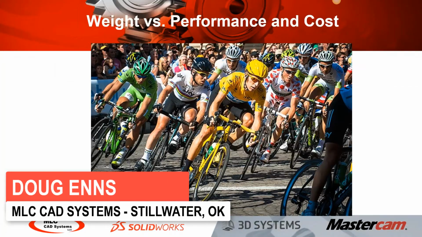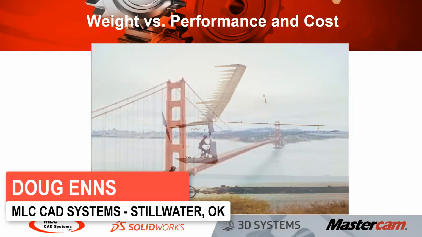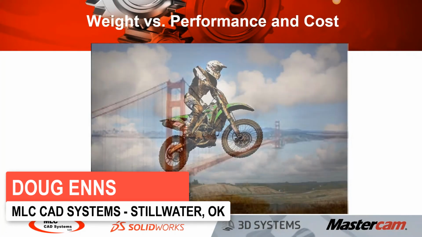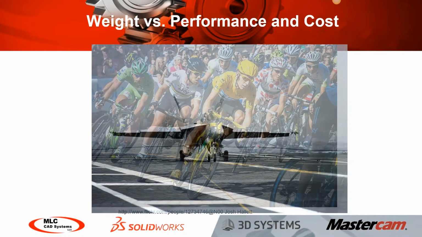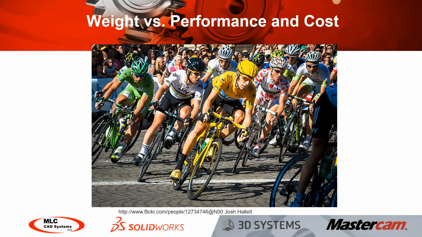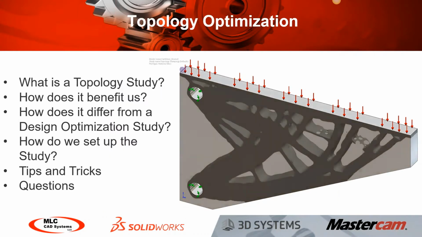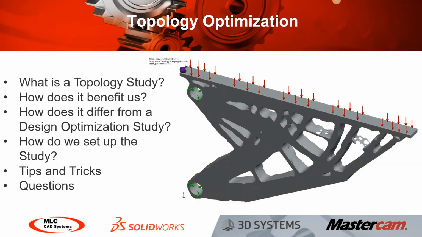First off, I want you to think about how weight is a factor in so many of your designs. We often need to reduce weight of our designs to reduce material costs or shipping costs, or we need the performance benefit of a lighter design. Over the next 30 minutes or so, I'm going to show you how to use the new topology tool that was introduced this year in SOLIDWORKS Simulation 2018 to help you optimize your designs, particularly when it comes to reducing weight or increasing stiffness to weight ratios.